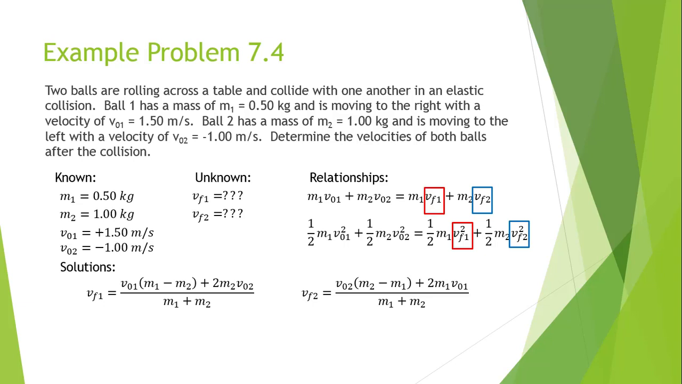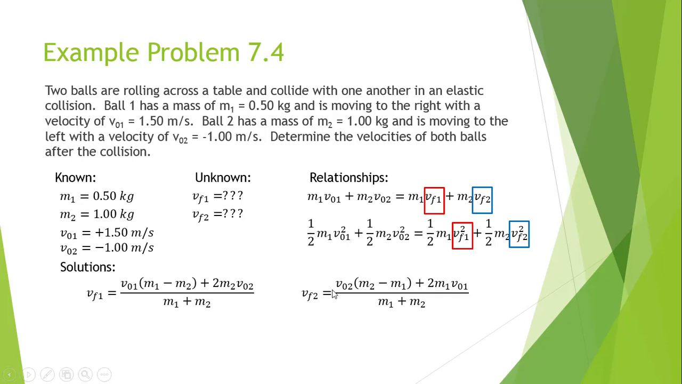And here are the 2 solutions you end up with. What you notice about those solutions is they look fairly similar to one another. V final 1 is equal to (V initial 1 times (m1 minus m2) plus 2 m2 V initial 2) over the sum of the masses. And V final 2 equals (V initial 2 times (m2 minus m1) plus 2 m1 V initial 1) over the sum of the masses. I believe your textbook also takes this problem from these relationships and gets to these 2 equations.